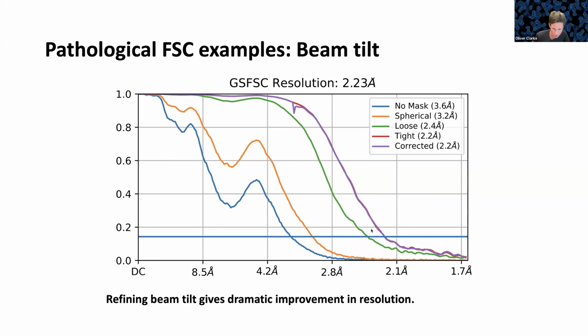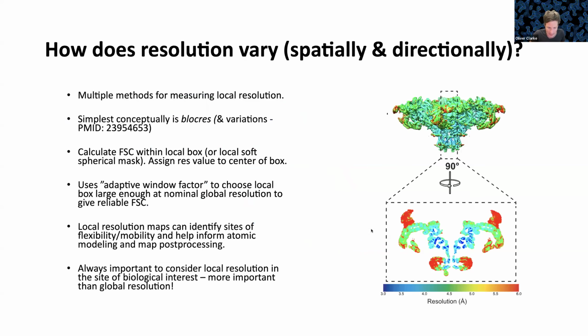Okay, thinking about how resolution varies spatially and directionally. This is something you really need to think about in cryoEM, because often we will have dramatic differences in how well resolved our structure is, both spatially across the density map, and directionally in terms of preferred orientation and directional mobility of domains and so on. How do we do this conceptually? So there are multiple different approaches to measuring local resolution.